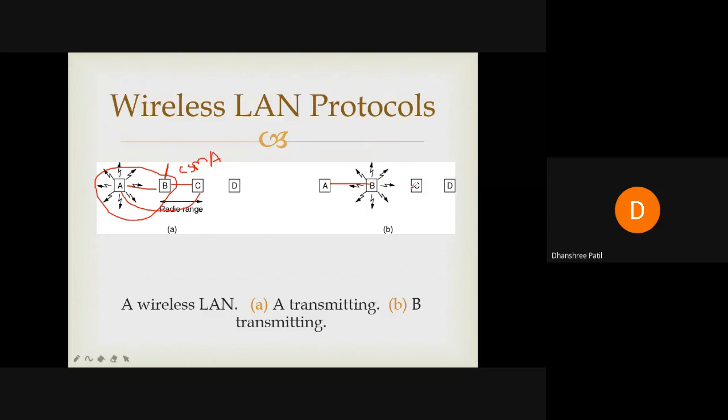Suppose CSMA is used, and when C checks for transmission of a frame at B, at that time C will come to know that B is busy with some other station, because C is in the range of B.